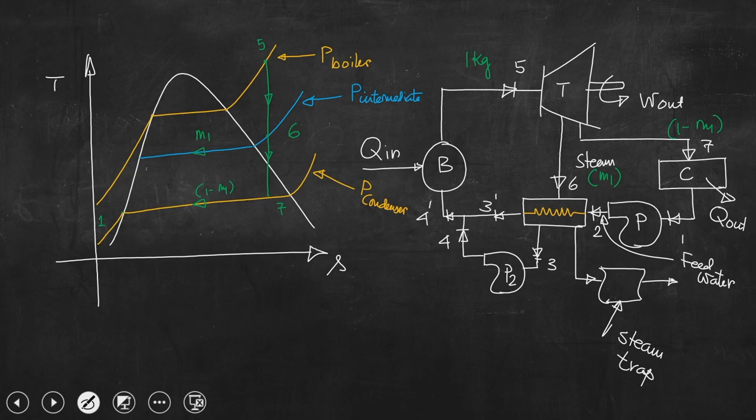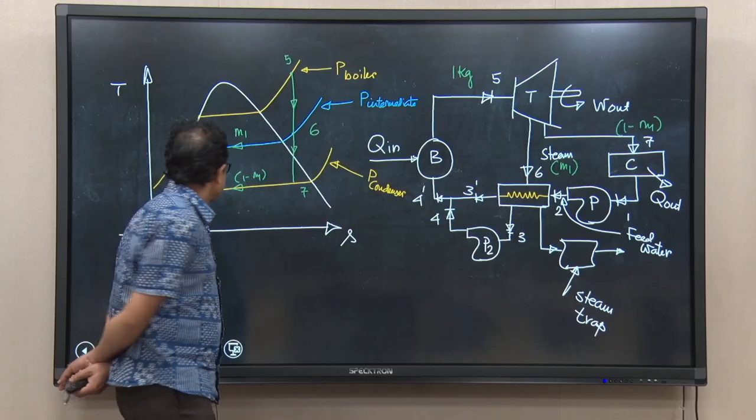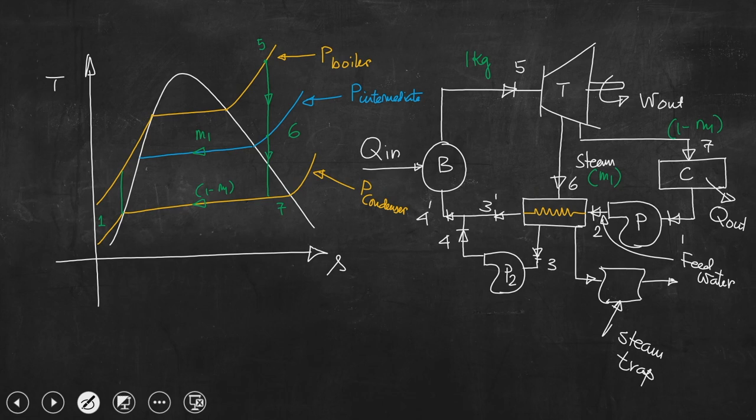See, understand, this is not the open type, this is the closed type. So, this pump is responsible to build up pressure, and that is the pressure at which the boiler is operating. So, P2 equal to P3 prime equal to P4 prime equal to P5. That means 2, 3 prime and 4 prime, all these state points will lie on the boiler pressure line. So, this is 2, okay. And let me complete this 1.